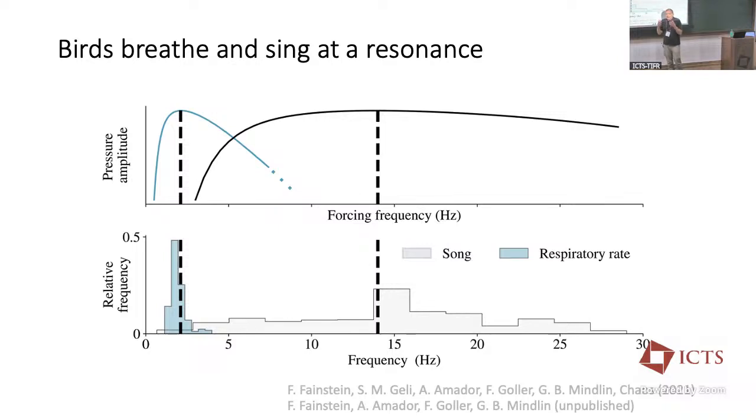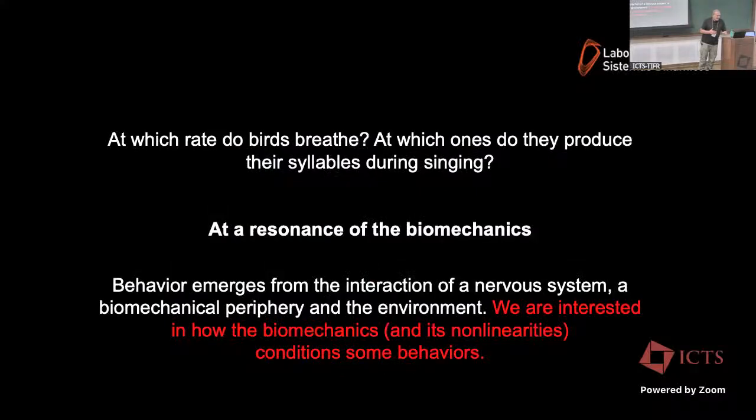You can study the neuroscience of generating respiratory rhythms, but you have to study it hand in hand with the biomechanics, or you're going to be missing a big part of the picture, at least that is my opinion. These are things that have to be studied together. So today it has been about the biomechanics of this problem, and the moral of this last part is that the rate at which birds breathe is the one where you have the resonance of the biomechanics.